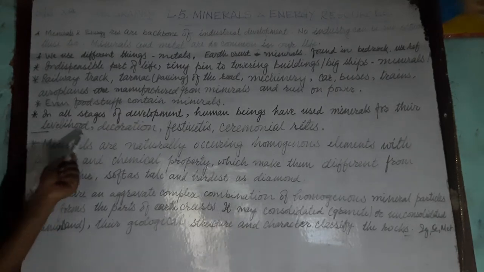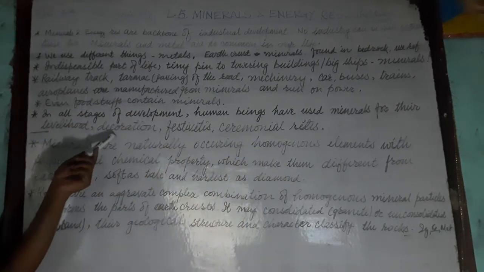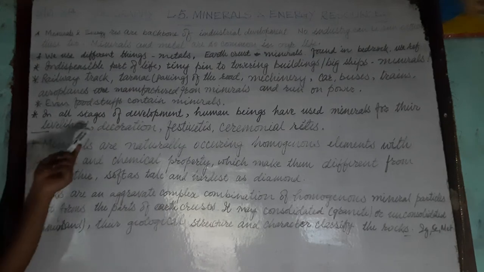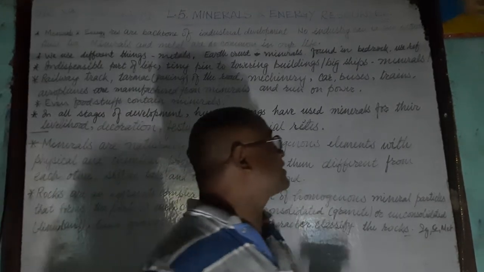In the ancient period, people used different agricultural weapons, agricultural stuffs, and agricultural tools, and these were made from minerals during that ancient period also. In the recent period, people also use minerals for their livelihood, like decoration, festivities, ceremonial rites. So these are the activities of recent life, and these are also matters of recent life.